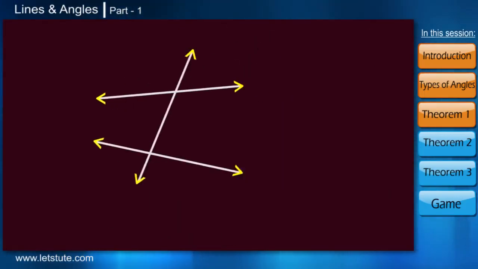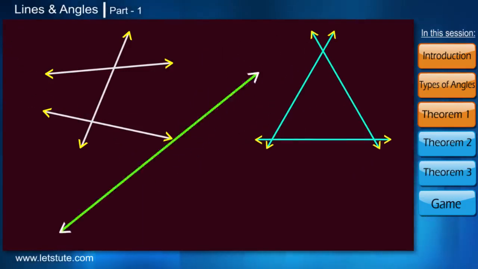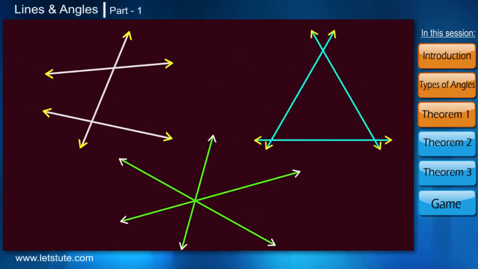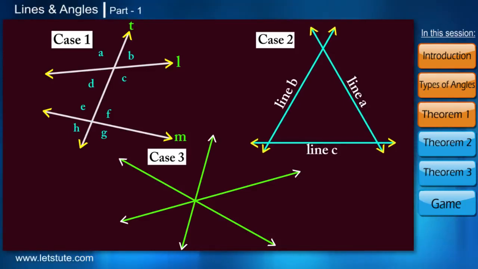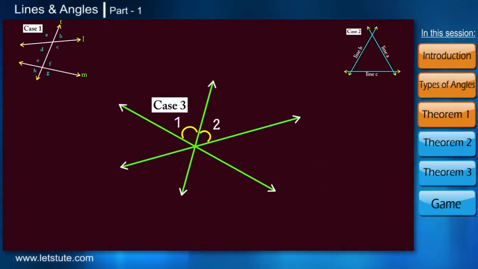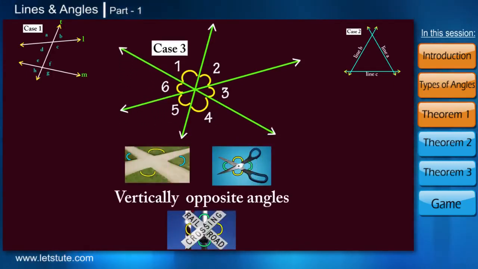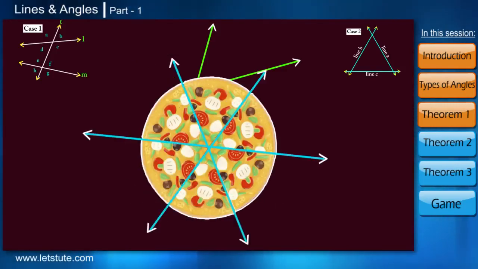Let's see what are the various permutations and combinations related to the various angles that are formed. Now, any of these three possibilities can occur. Well, in case 3, we have 6 angles formed, and this looks very similar to the vertically opposite angles that we just studied. And you can find these angles when you eat your next pizza.